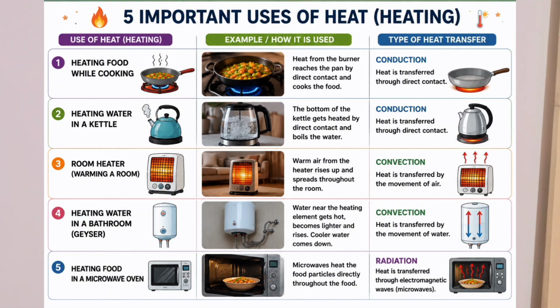So heat transfer help us in many ways. We can list some. First one is cooking. We cook food using heat transfer, that is conduction. We dry our clothes using heat transfer, that is radiation. And we boil the water, right? That is convection. So we have so many different uses in our daily lives where we use heat transfer.